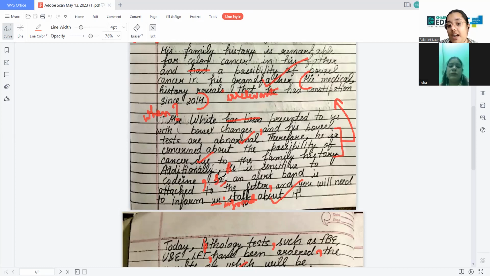And there would not be any comma after so, because so is a coordinating conjunction. It cannot start a new sentence, but it can join two sentences. So it will be joining the two sentences. Since it's joining the two sentences, it will have a comma before. And after later, again a comma will be there because you're joining another independent clause. You will need to inform your staff about it.